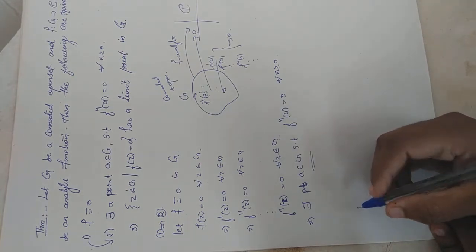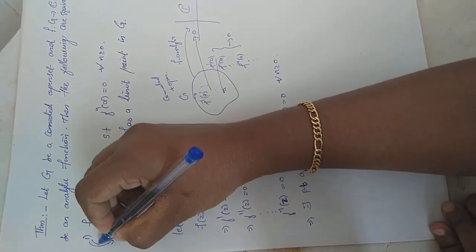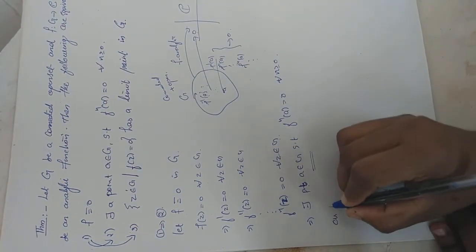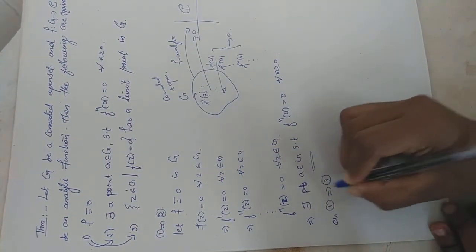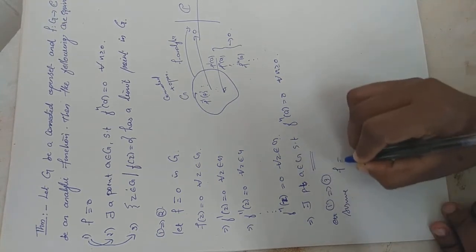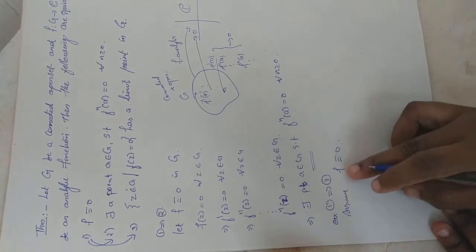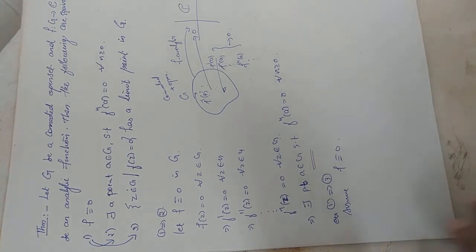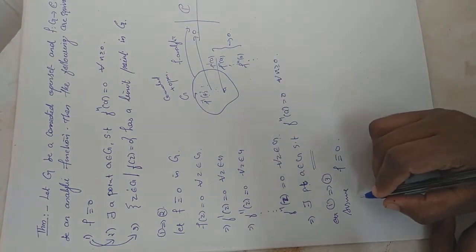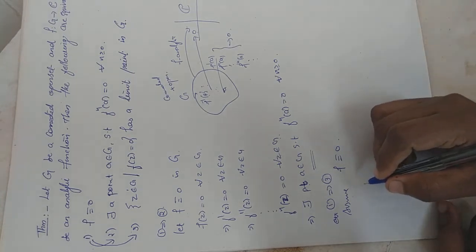And we will prove that 1 implies 3. Assume 1. Assume f is identically 0 again. When a function is identically equal to 0, then we have to prove that the set of all z in G such that f of z is equal to 0 has a limit point in G.